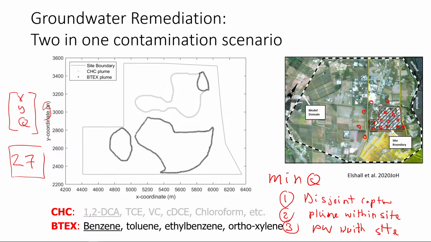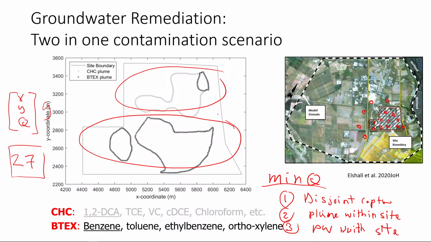So I want to minimize q subject to this: I want to capture this plume separately and this plume separately, these two separately. I want all my particles to be contained within this site boundary here. And I want all my pumping wells to be contained within my site boundary here. I think that's it. That is it. So now, how could I formulate this objective function?